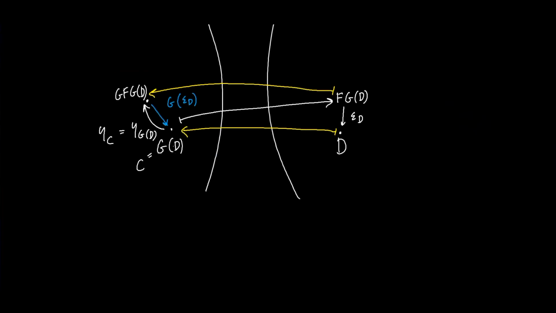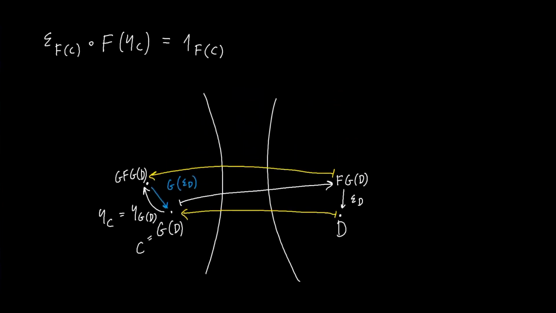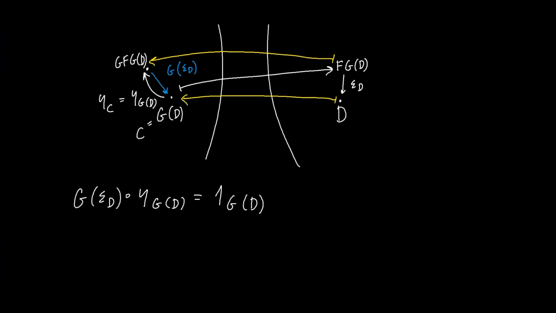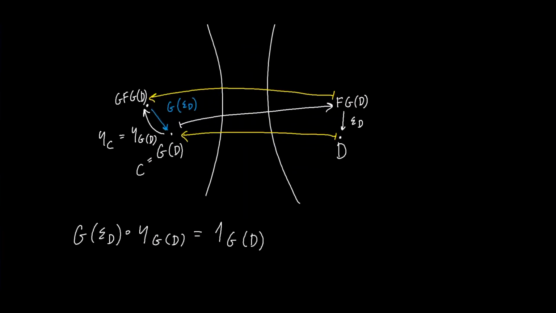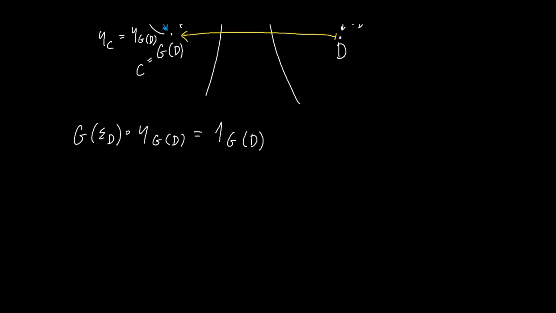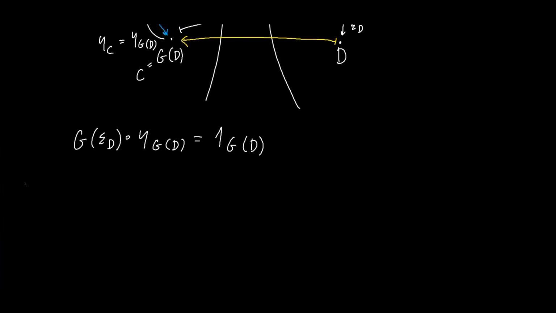And so writing this down, we'll get that G of epsilon of D composed with eta of G of D must equal the identity of G of D. So in the end, we have two equations. And these two equations are going to define what is called an adjunction. So let me now formulate a definition. I will come back to motivation and also examples.